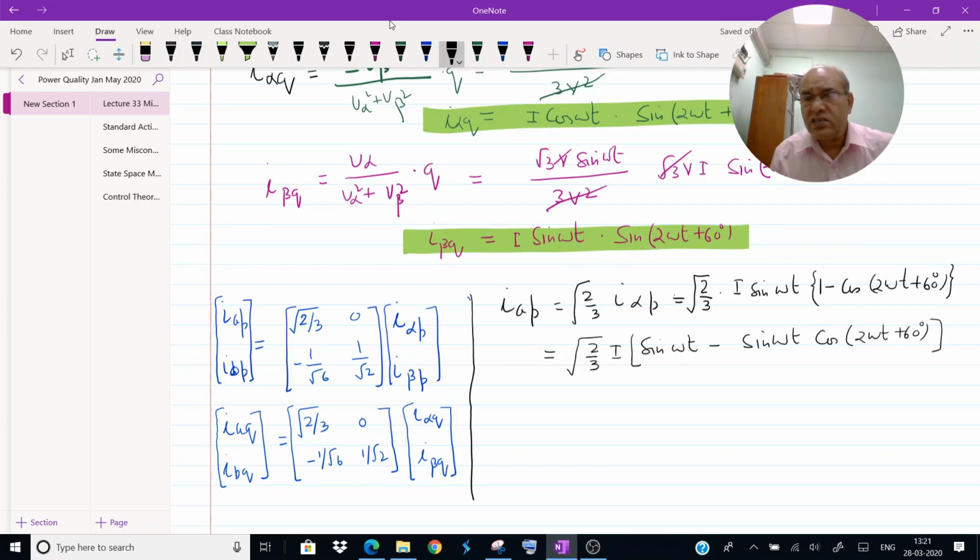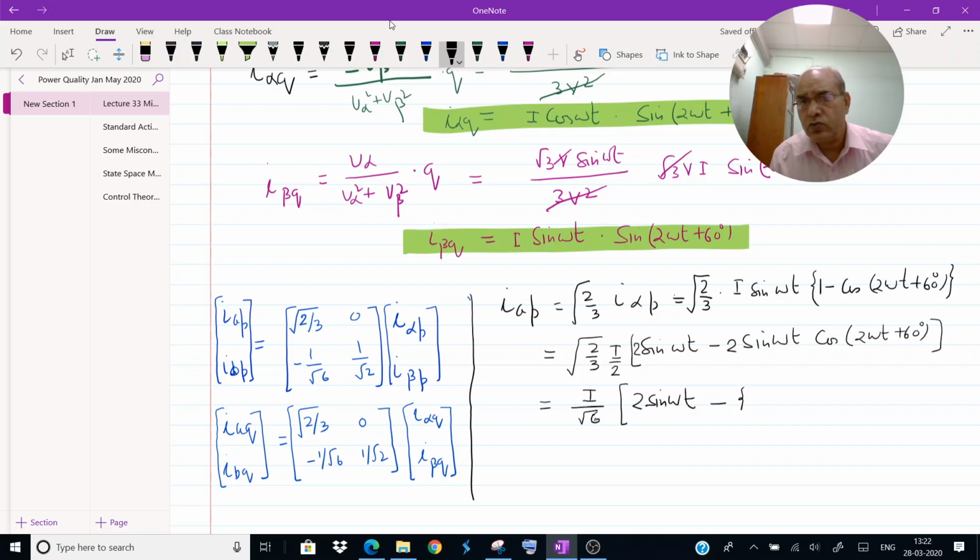I want to expand this and simplify it in the form of 2 sine a cos b. So multiply by 2 and divide by 2, and it becomes I by root 6 on this side, and here it becomes 2 sine omega t, kind of a 2 sine a cos b, okay.